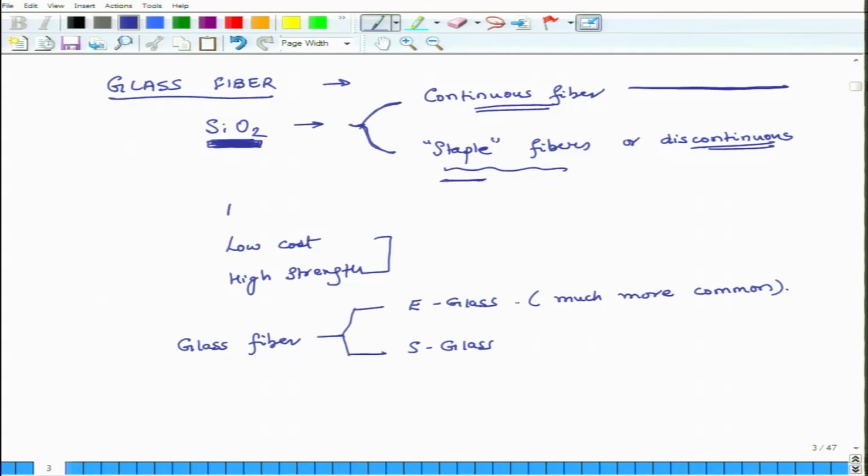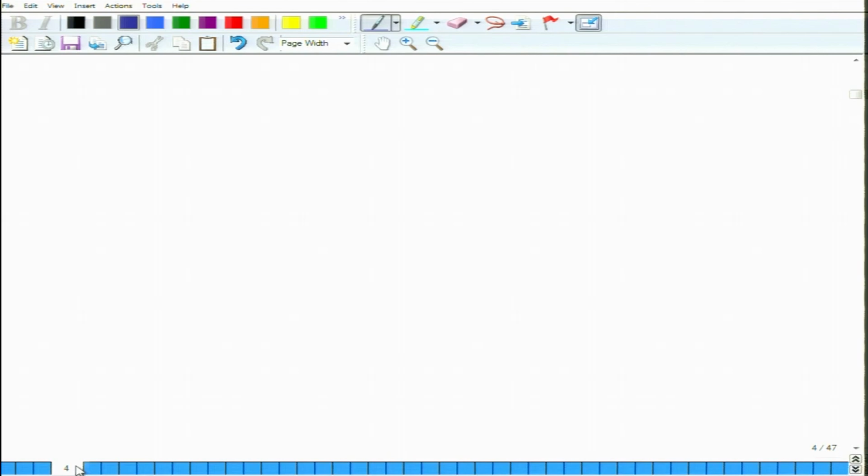These are the advantages: low cost, high strength. Now, let us look at some limitations of glass fiber.